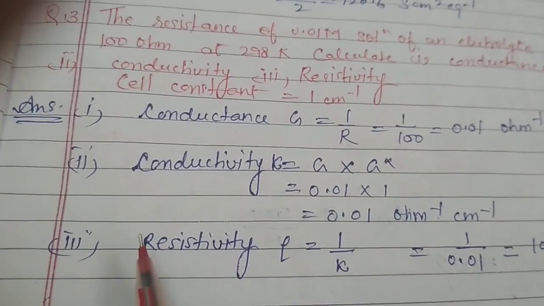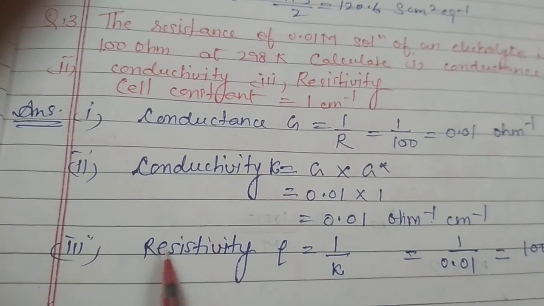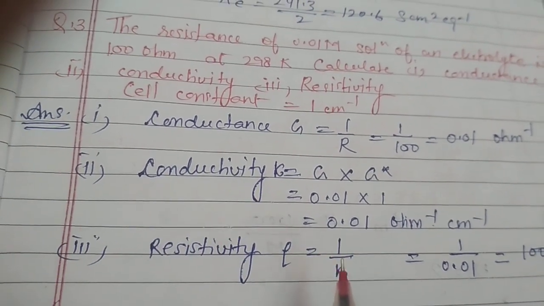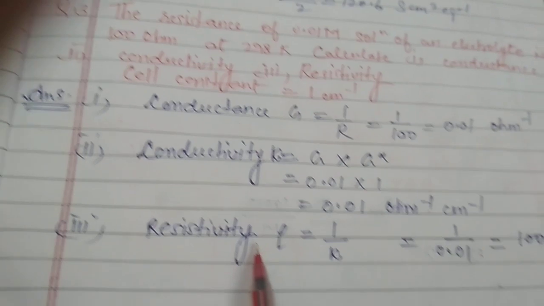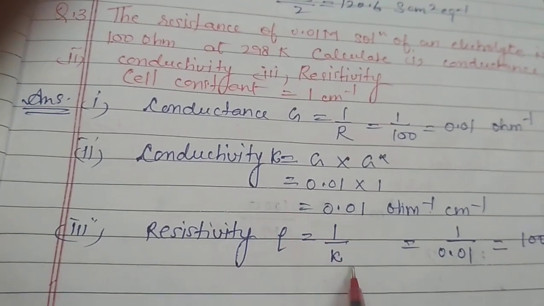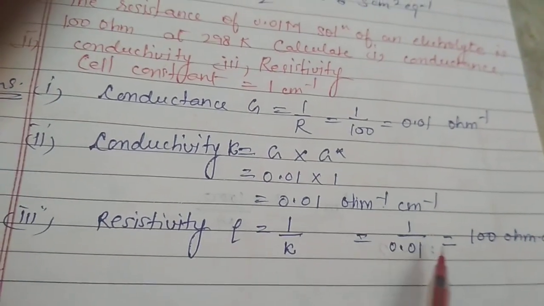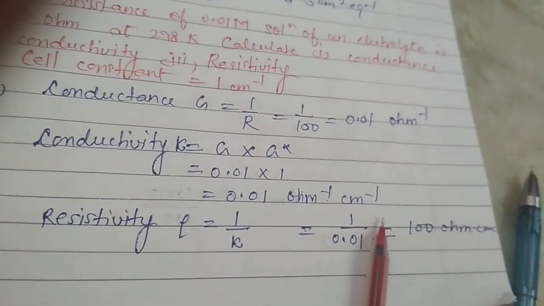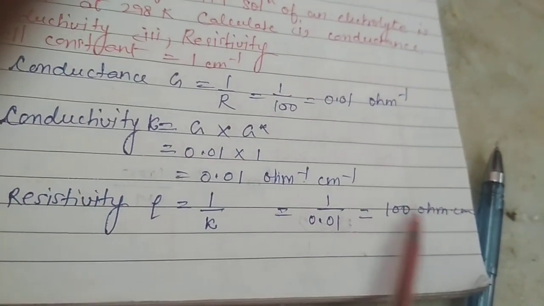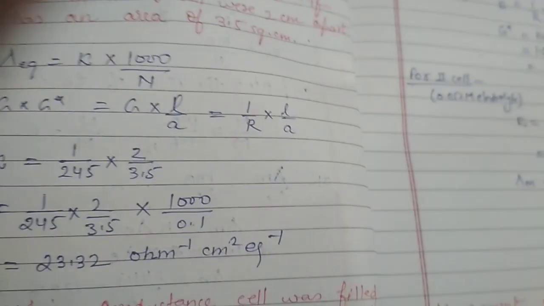Now we have to find out the resistivity. So resistivity, we know, is reciprocal to kappa. So resistivity would be equal to 1 upon kappa, and the value of kappa we have found out as 0.01. So the answer is 100 ohm centimeter. So like this you will calculate all 3.